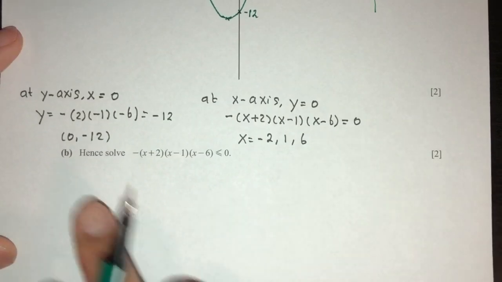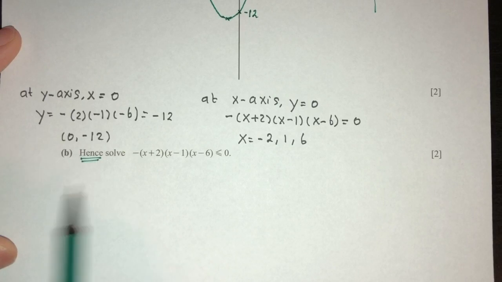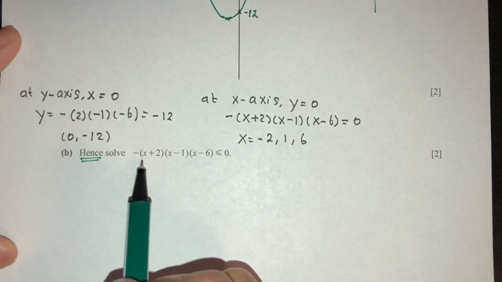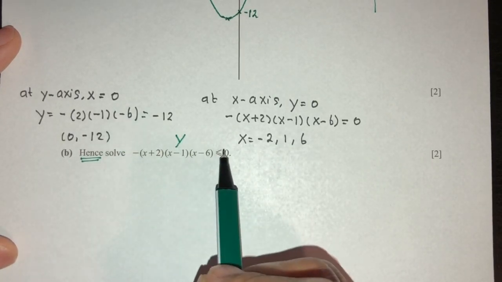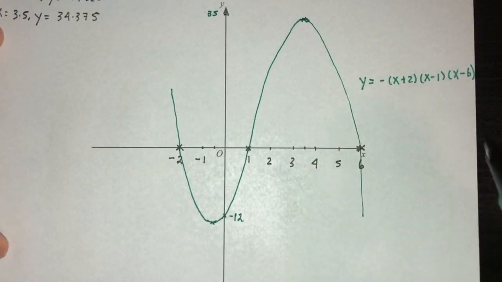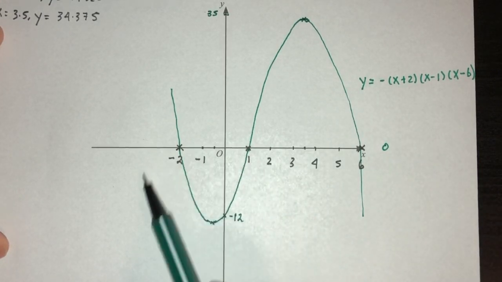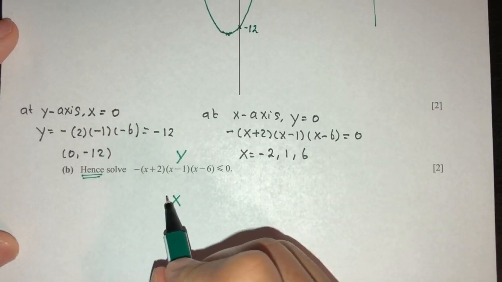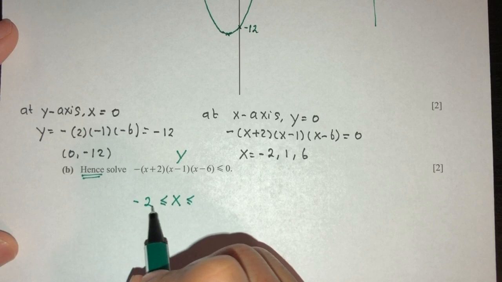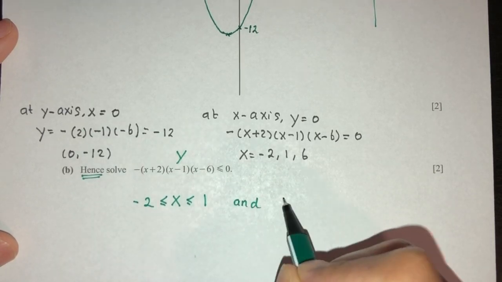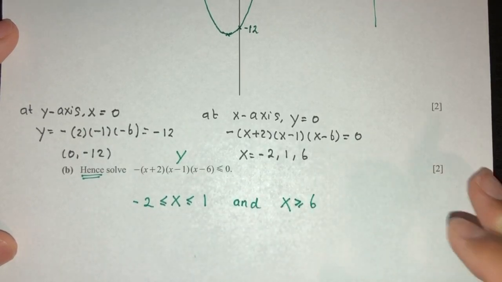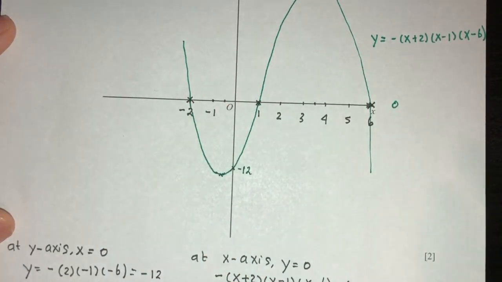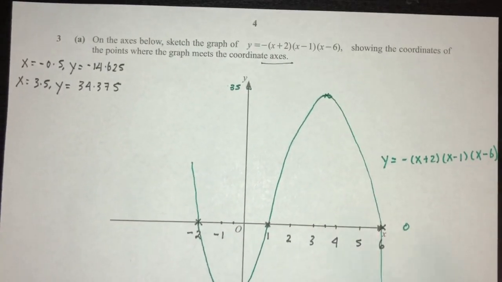Now next step is to solve this question. Hence means using your graph to solve this question. So we have to see where this graph is y less than or equal to 0. So let's observe. From your curve, you can see that this is your line of 0, where it is below 0. It is below 0 between this and this, right? So your answer will be x between minus 2 and 1, and when x is more than 6, right? This and this is below 0. And that will be your question number 3.